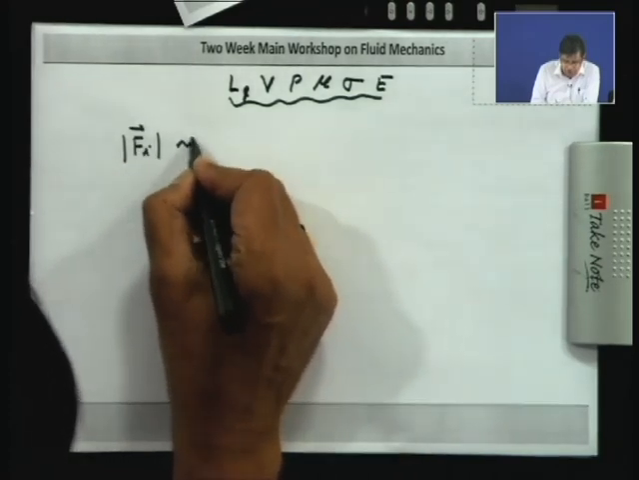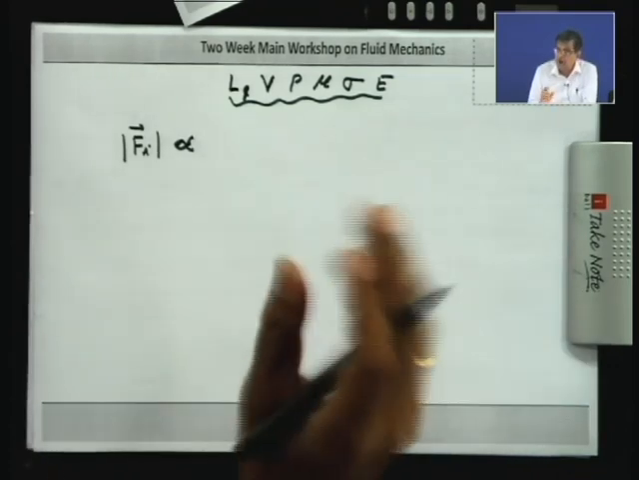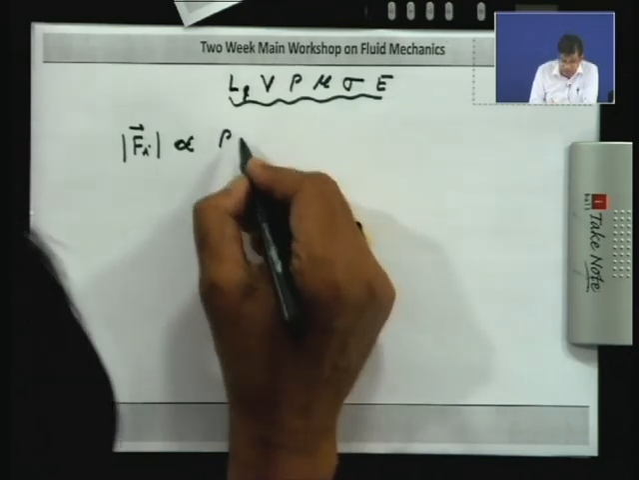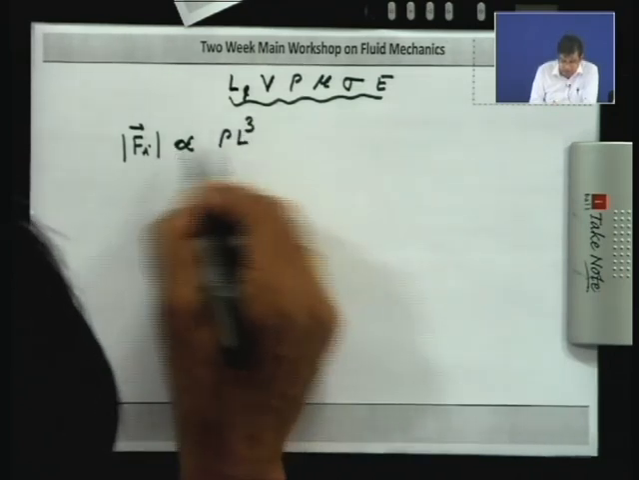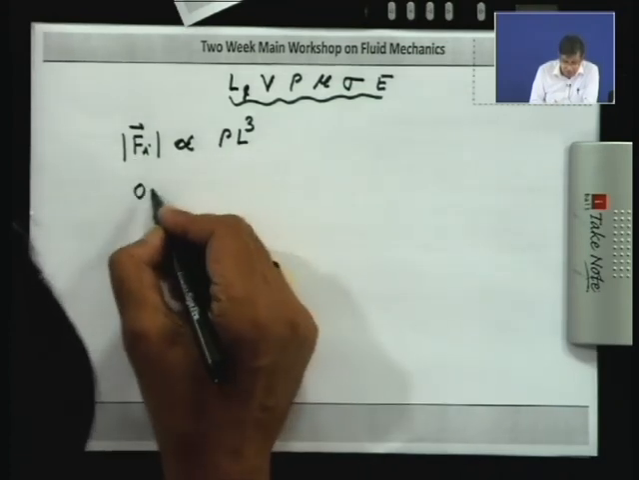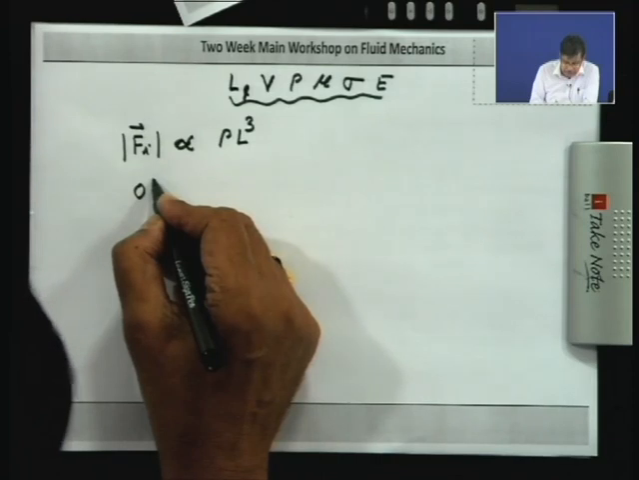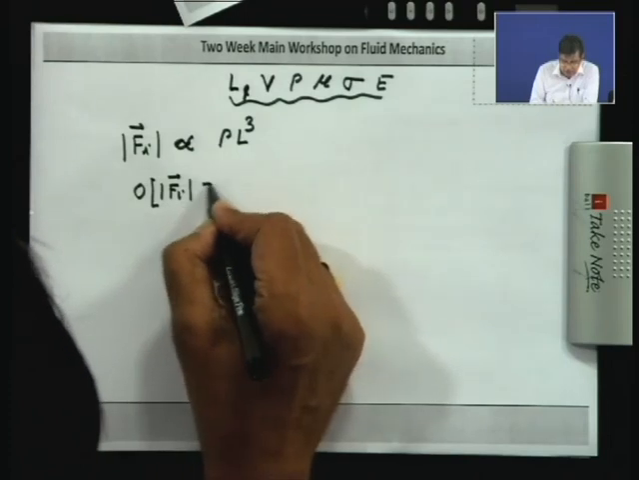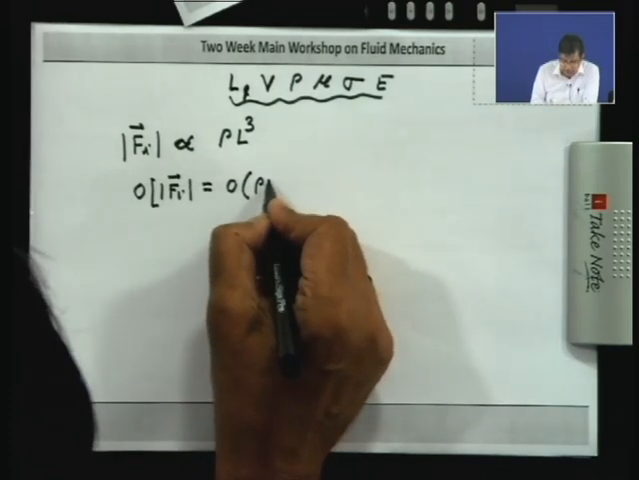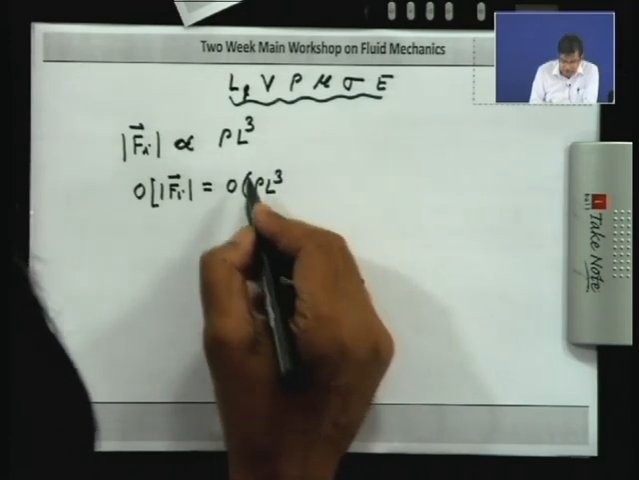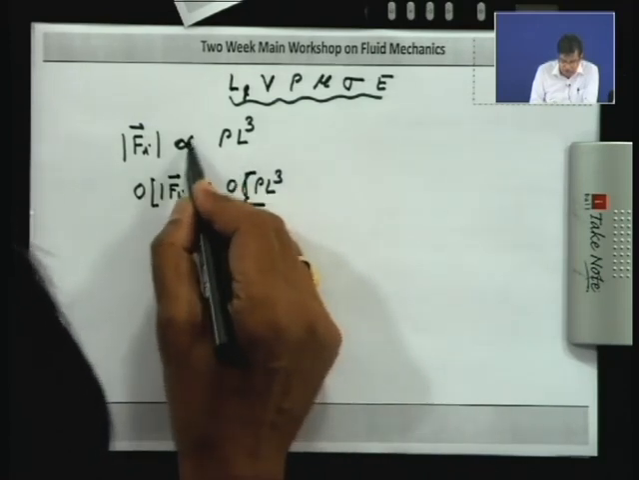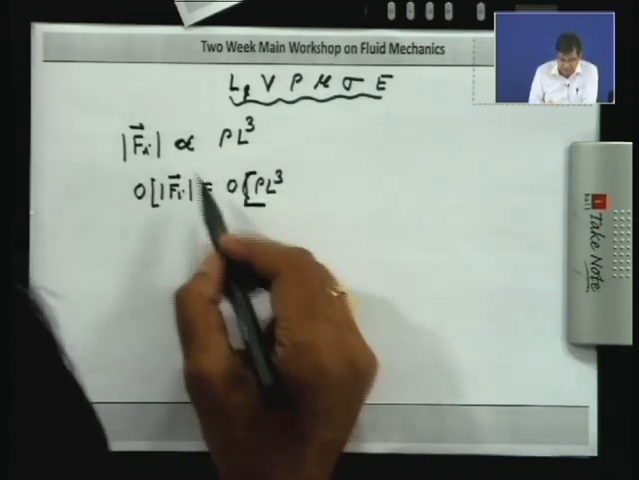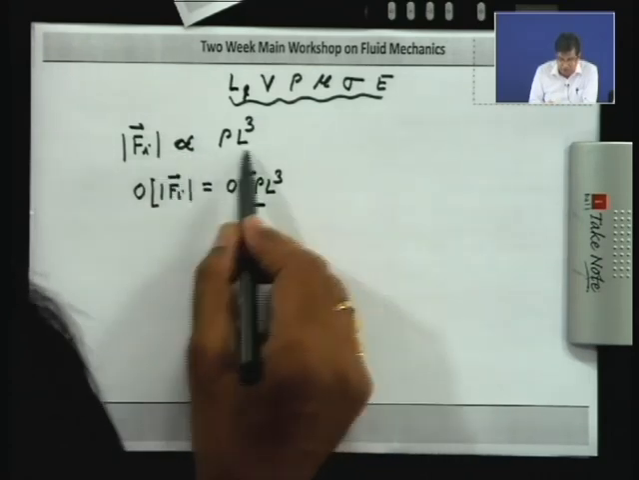This is proportional to mass into acceleration. Now mass is proportional to density into the characteristic length cubed. We can write in terms of order of magnitude also: the order of magnitude is equal to the order of rho L cube, or you can write it in terms of proportionality. Either way it can be represented. The mathematical expression represents either way: the order is equal to this, or it is proportional to this.